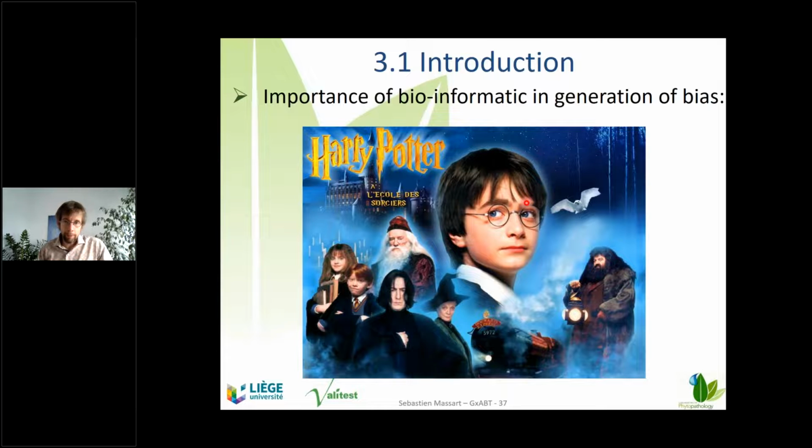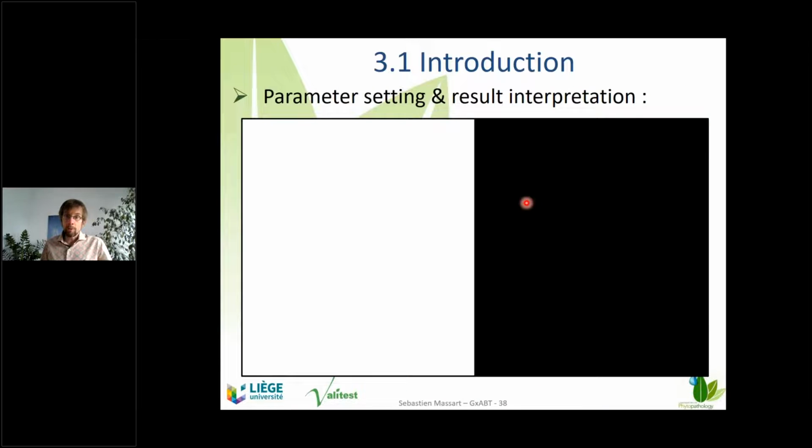We'll go on this next week also. With bioinformatics, you can generate as many false positives and as many false negatives as you want. You put a bad parameter, a bad threshold, a bad database, you get wrong results. So it's really important.